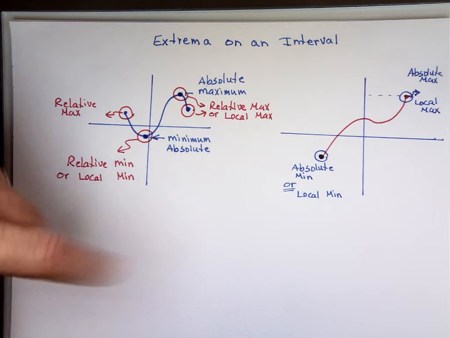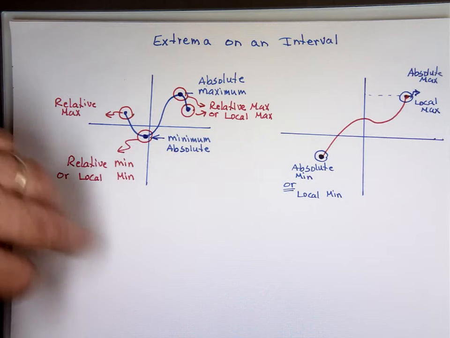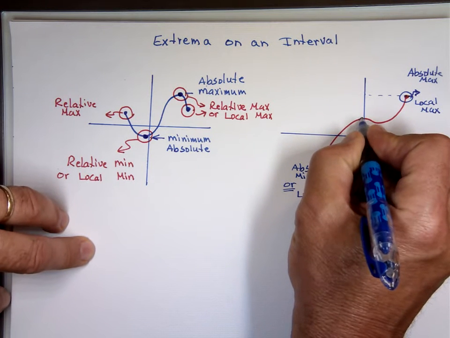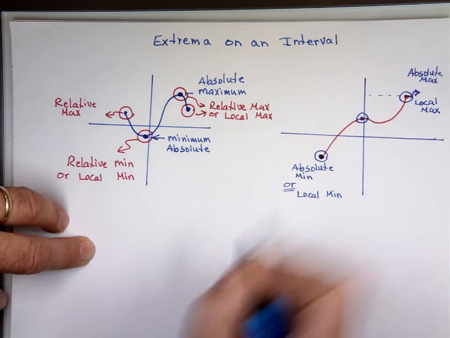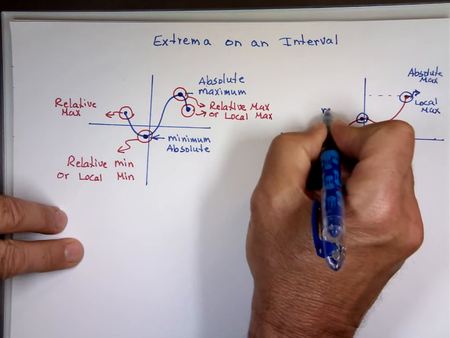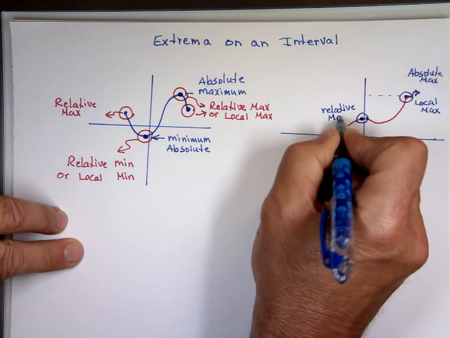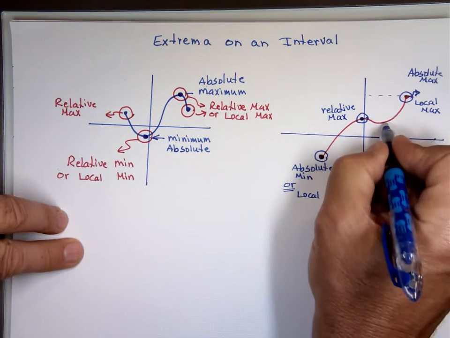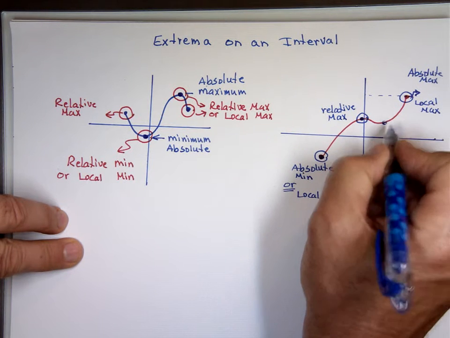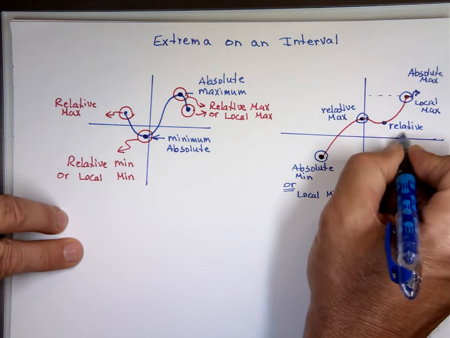Do we have any more min or max? Can you see any more? I see two more. Yep, right there, the peak value here. That's a relative or local max. And in this neighborhood, this is a relative min.